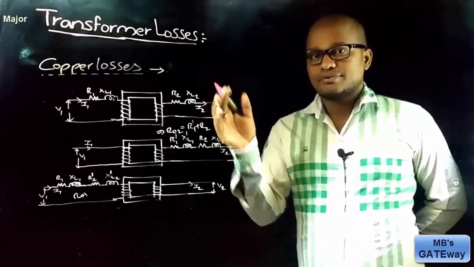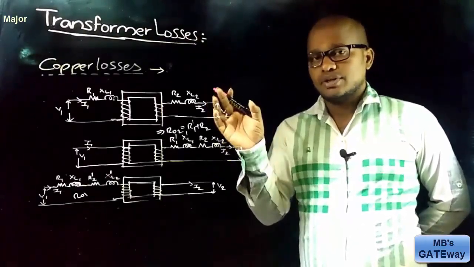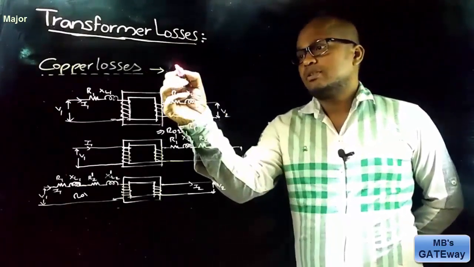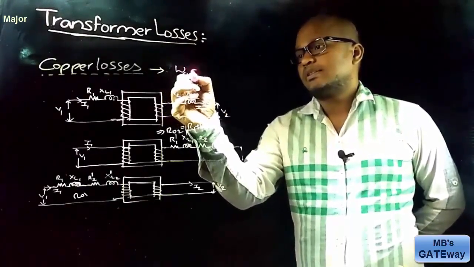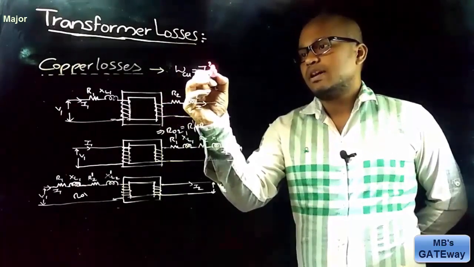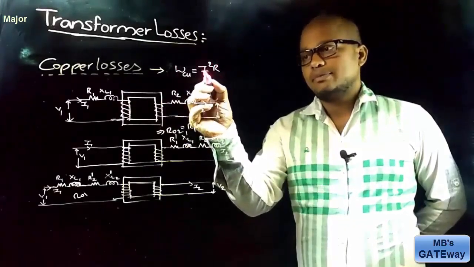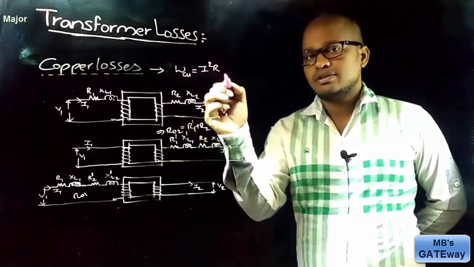Next, copper loss of a transformer. Copper loss depends on the current flowing in the winding and the resistance of the winding. So copper loss is given by WC is equal to I square into R, where I represents the current flowing in the winding and R is the resistance of the winding.